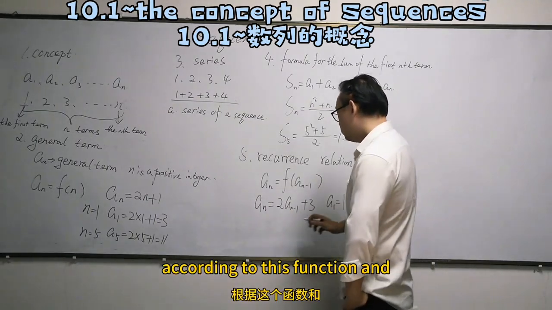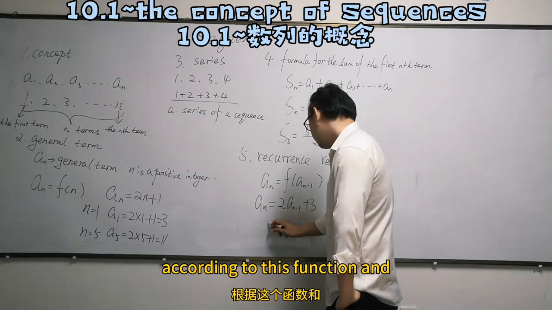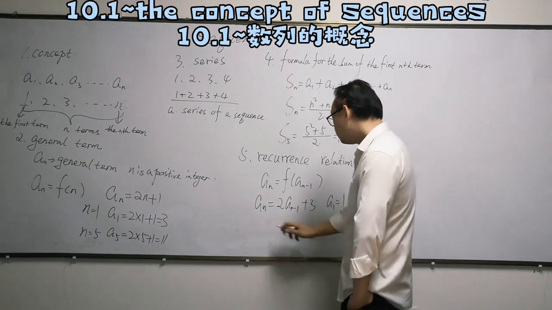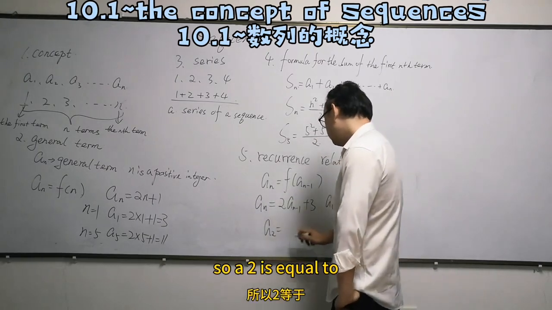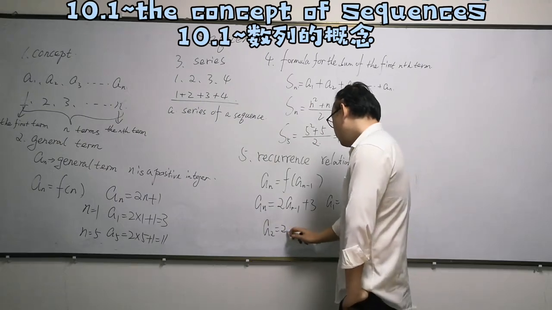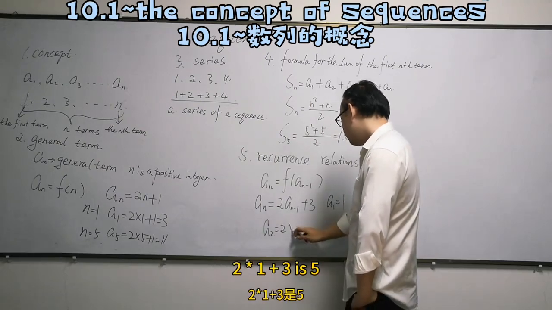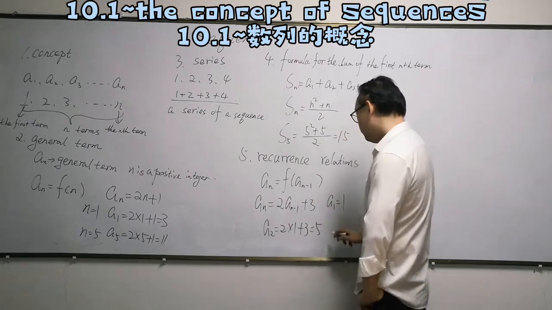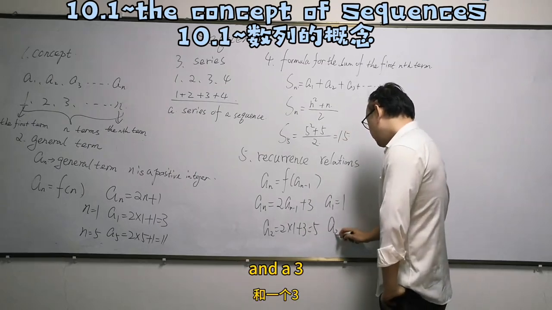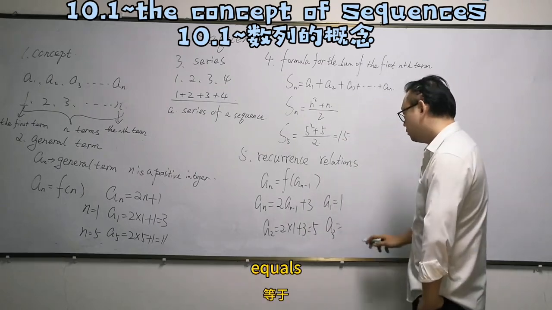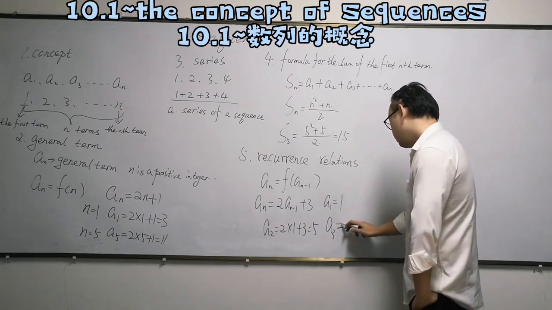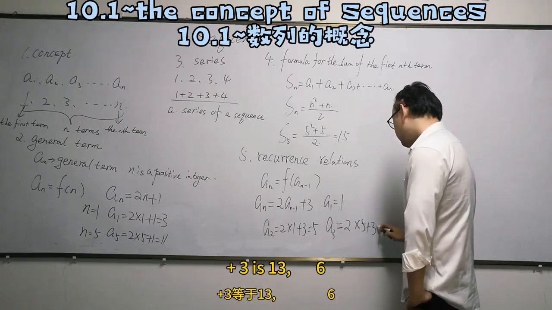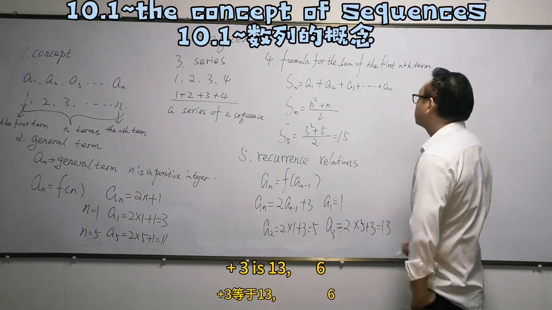According to this function and A1's value, A2 is equal to 2 times 1 plus 3 is 5. And A3 equals 2 times 5 plus 3 is 13.